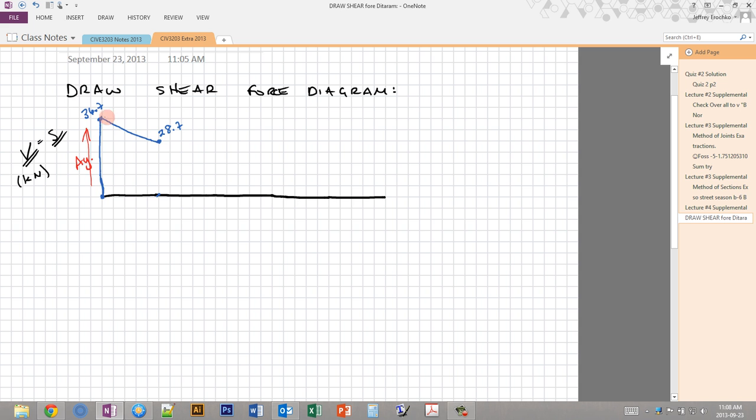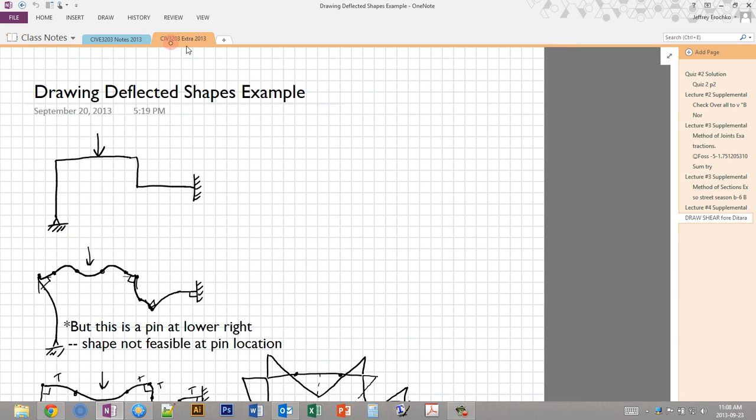Because we have the distributed load, each meter we're going down by 4. That's 4 kilonewtons per meter. Or each millimeter we're going down by 4 divided by 1,000. And this slope here is equal to 4.